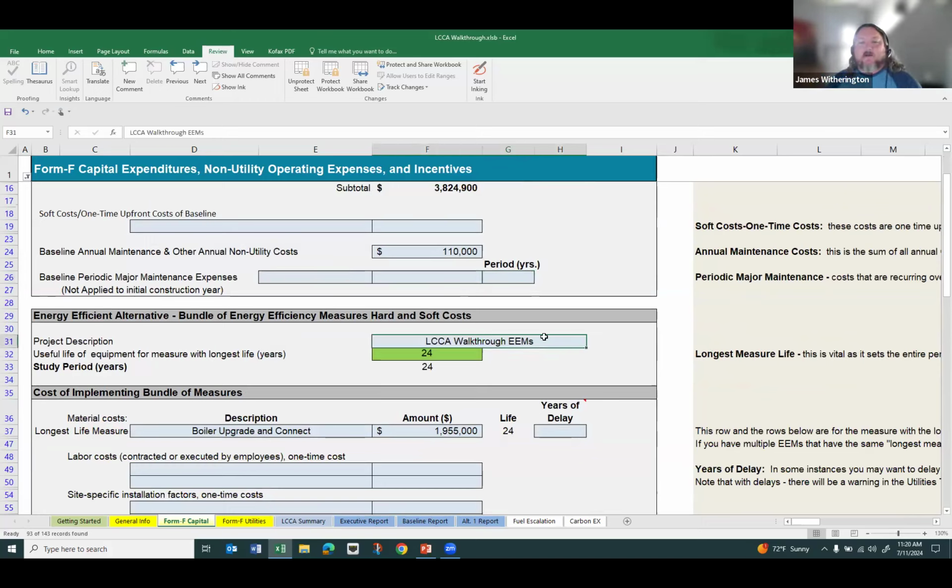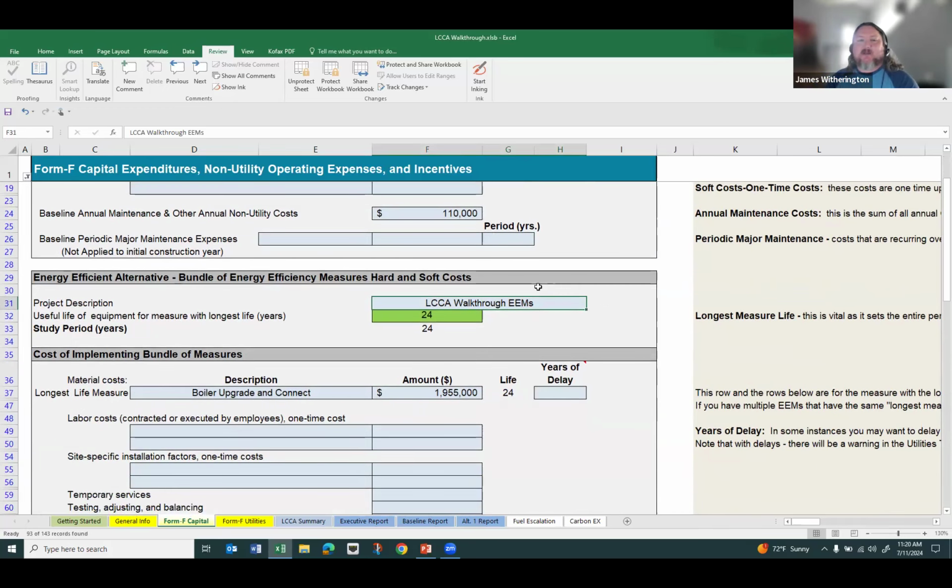All right, so in here you have your project description. And one of the really key variables here is this highlighted in green. It represents the useful life of your equipment per measure with the longest life, which is kind of a mouthful there. What this is basically saying is that from the EEMs that you develop as alternatives, you take the one or ones, if they have the same measure life, that has the longest life, and you enter that data here. What this is doing is this is setting the period of analysis for your life cycle cost analysis study.